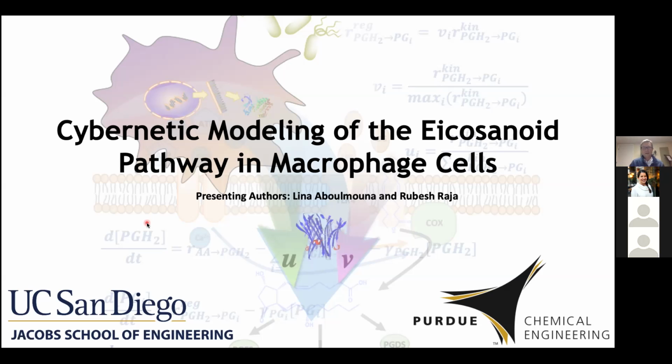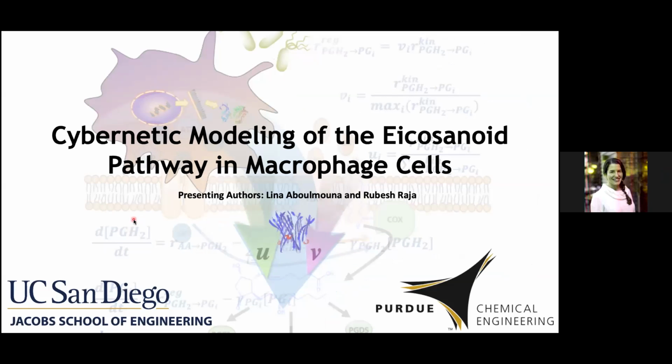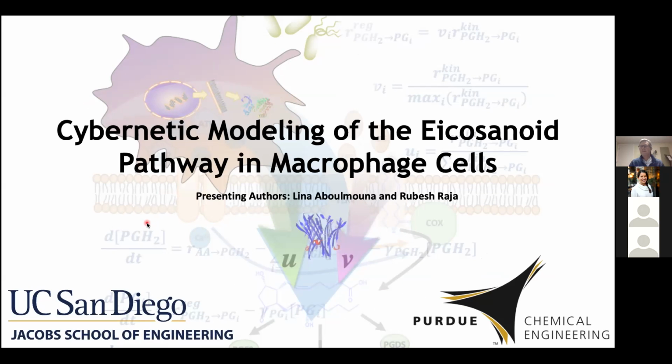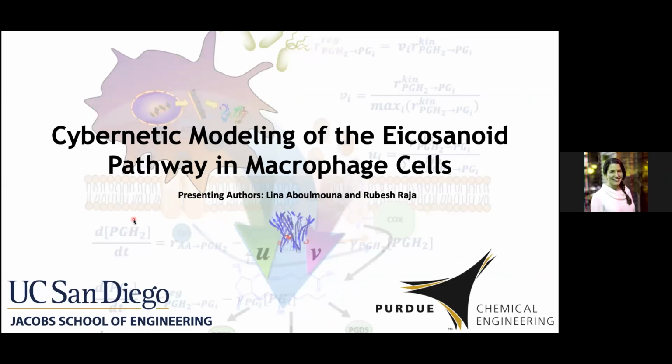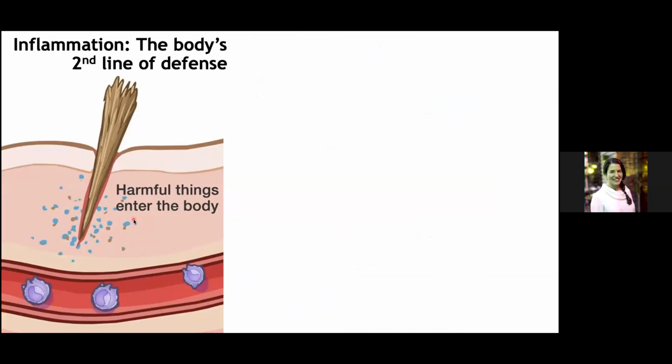Thank you, Brent, for coordinating this lecture series. So good afternoon, everyone, at least for those on the East Coast. My name is Lina, and I'm going to be co-presenting with my colleague, Rubesh. As mentioned, this work is done in the Ramkrishna group at Purdue in collaboration with the Subramaniam group at UC San Diego. So we'll be highlighting the work on a cybernetic modeling approach of eicosanoid metabolism in bone marrow-derived macrophage cells.